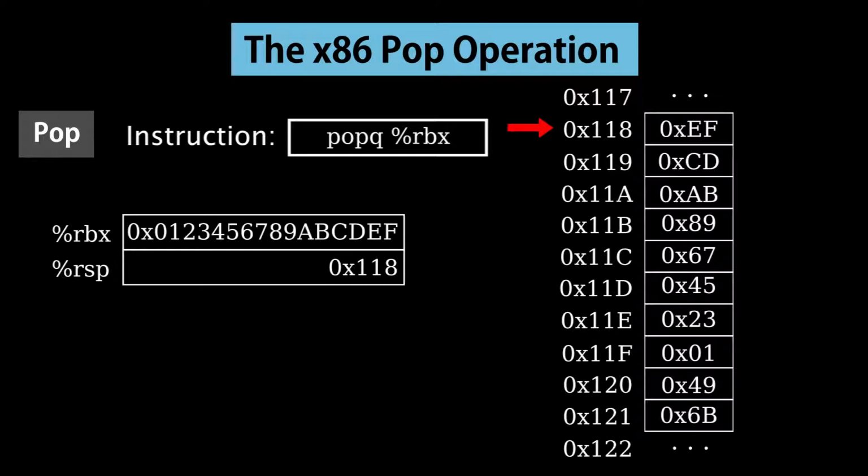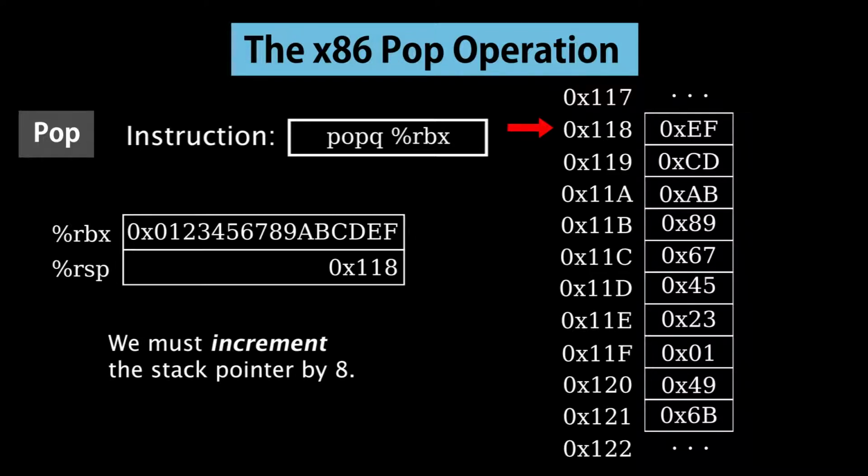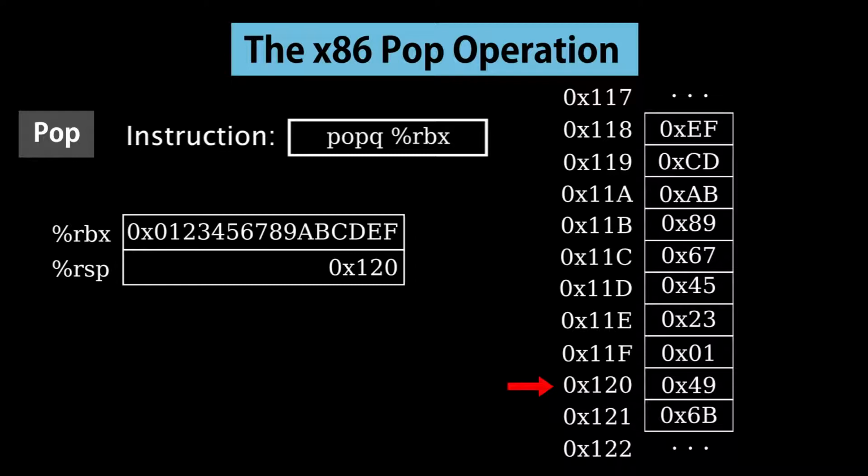Second, since we're popping an 8-byte value off the stack, we must increment the stack pointer by 8. We increment since the stack grows toward lower addresses. In hex, the new stack pointer value becomes 120. Notice that the byte values popped are still there in memory, but now they're above the stack. The other variants of pop execute in analogous fashion.